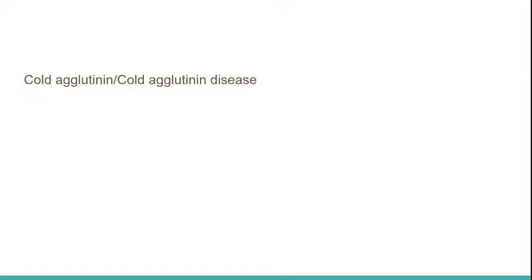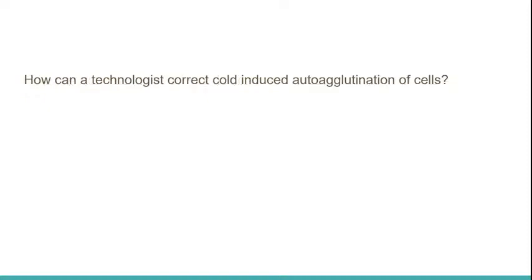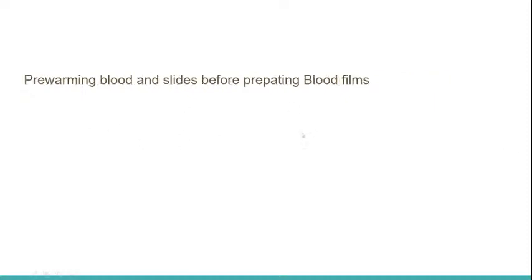Okay. Now, I'm going to push through to the next couple of slides because this has already been discussed in microbiology. Now we're going to move on with the corrective action. When we think that there is autoagglutination or cold-induced autoagglutination, we need to pre-warm the blood. Okay, we need to pre-warm the blood, of course, and the slide before preparing the patient blood film. All right.